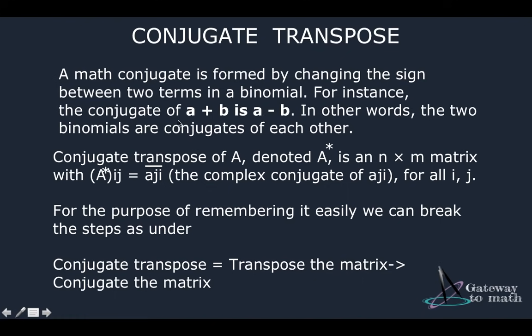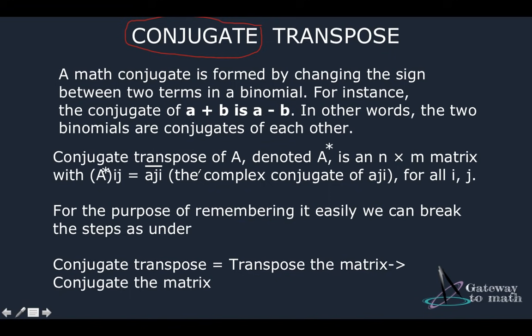Conjugate transpose. Before we jump on the term conjugate, let us understand what exactly a conjugate stands for. A conjugate is formed by changing the sign between two terms in a binomial expression. So let's say if I have two terms in a single binomial expression, a plus b, its conjugate will be a minus b. So we're just changing the sign. That is called a conjugate in simple mathematical terms.